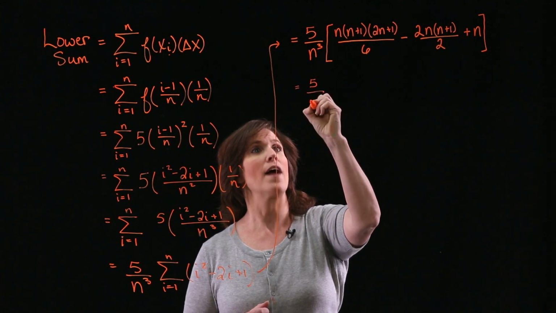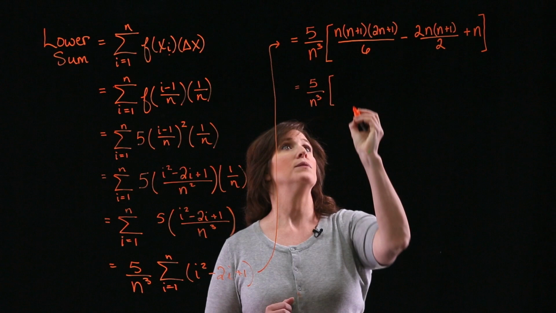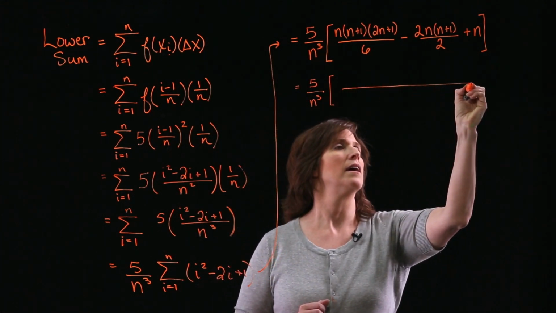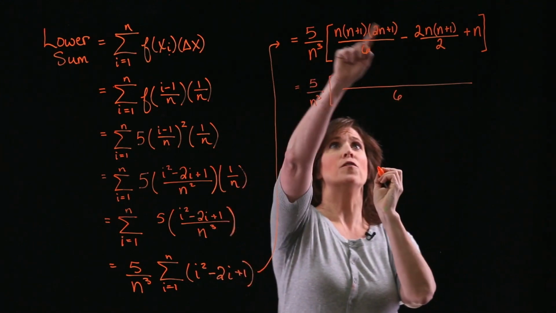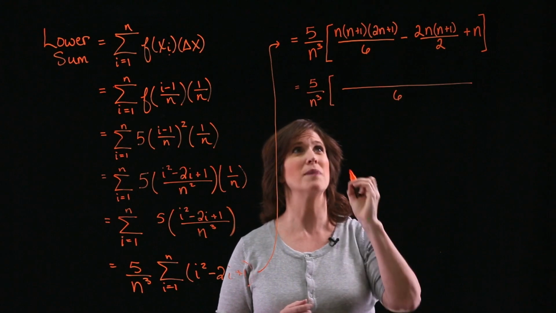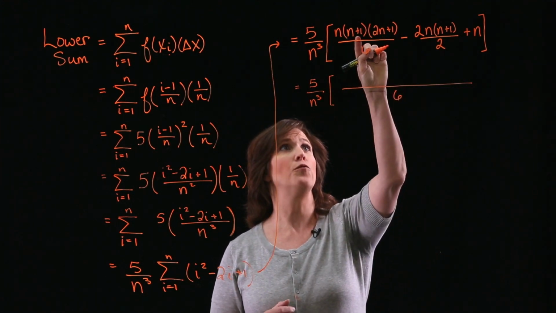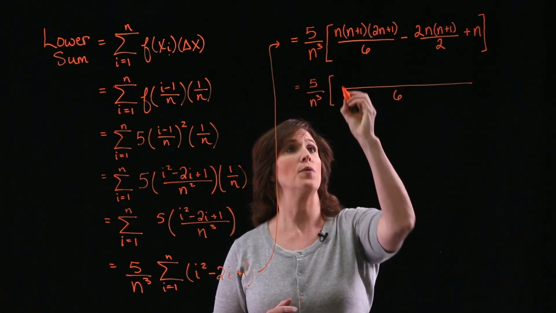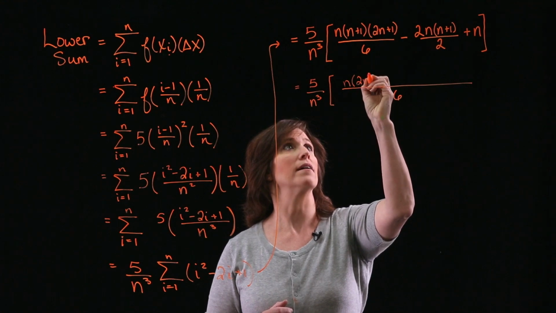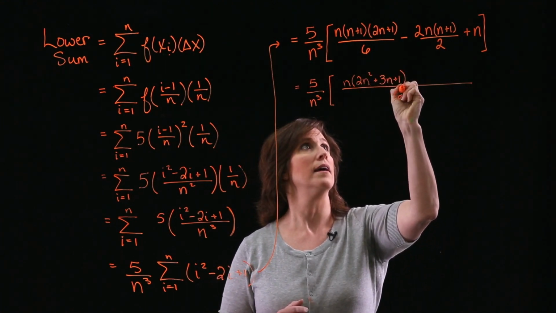So I've got 5 over n cubed. And let's get a common denominator of 6. And in this first fraction, it's already over a denominator of 6, so I don't need to do anything else, but I think I'll go ahead and multiply out that numerator. So first I'll do FOIL with the quantity n plus 1 and 2n plus 1. So I have n times the quantity 2n squared plus 3n plus 1.